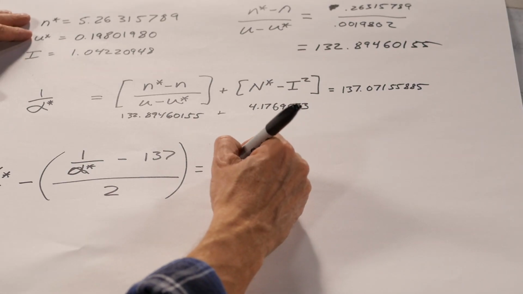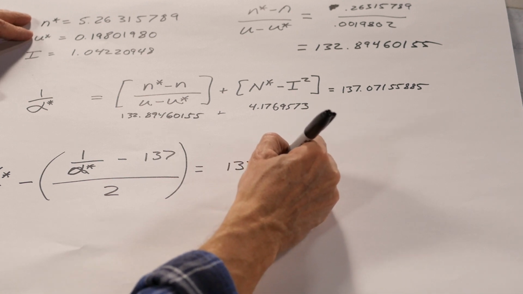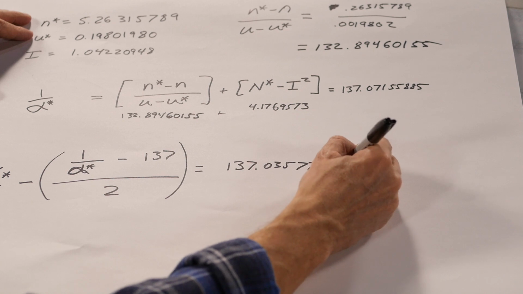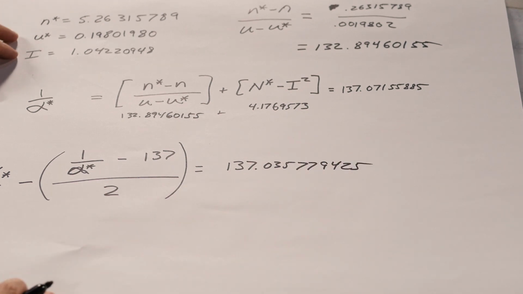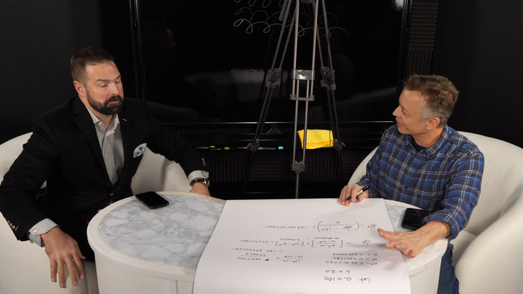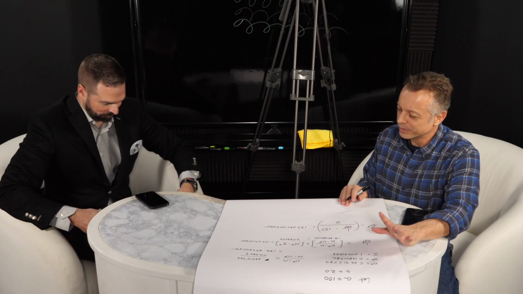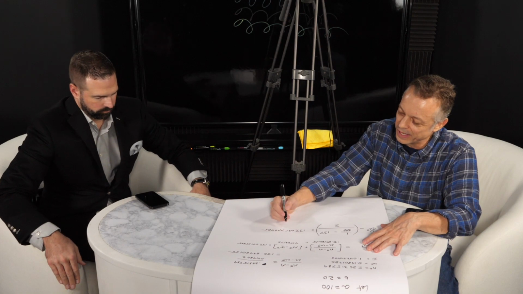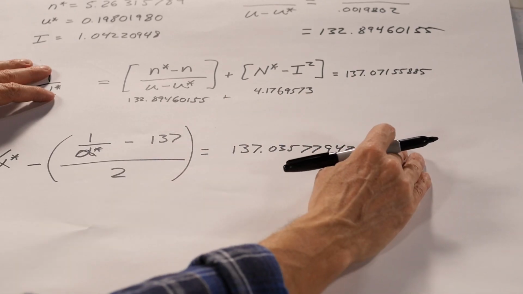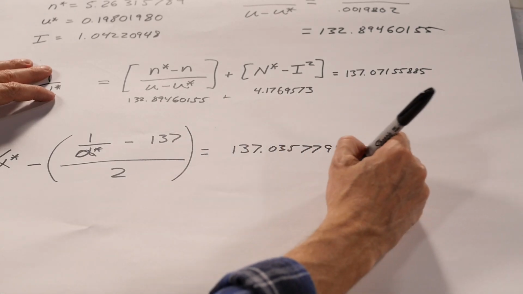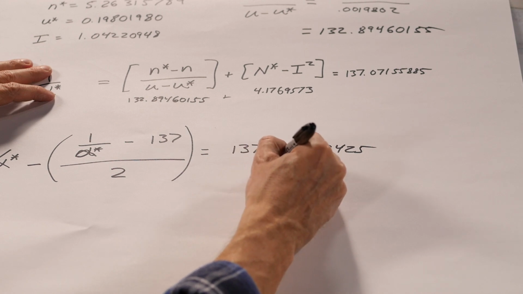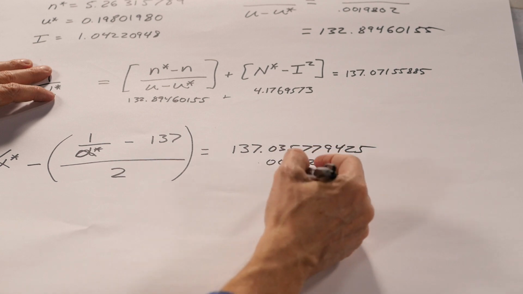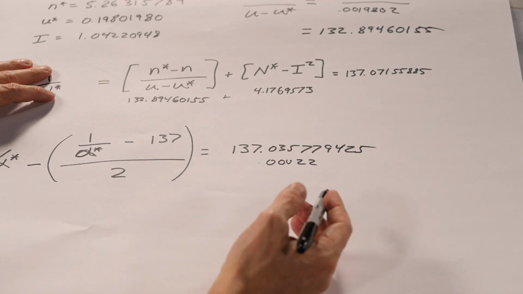And what do I get? That's 137.035,779425. Now, it's pretty darn close. But something stood out to me, and that is that this particular expression of it is off by 0.00022, because in the fine structure constant, those would be 9s.